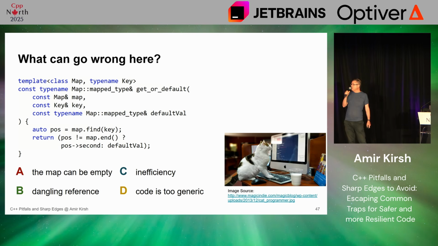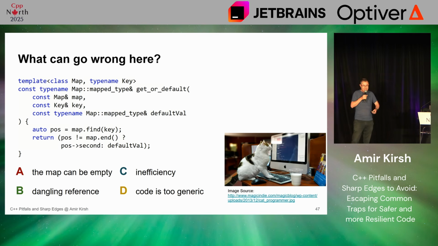So I will tell you what we see in the code. Maybe you know this example. It's not my example. I'll give you the pointer to the actual source. We have a function called get all default. Do you see the function name? The function should return a value from a map, or if the key is not in the map, then a default value that we provide.